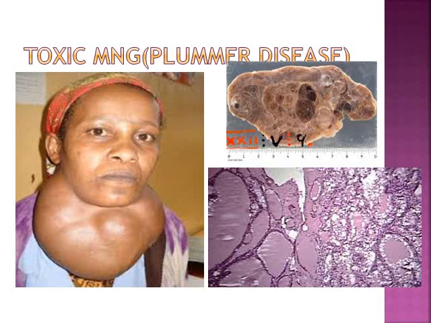Sometimes cystic change and colloid cysts can be associated with that. Microscopy: you see these large, varying size colloid follicles filled with colloid. In some places hyperplasia takes place, with scalloping and decreased colloid formation. So this is a focus of hyperplasia which is secreting more T3 and T4.